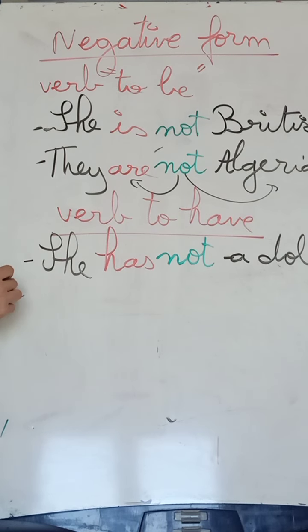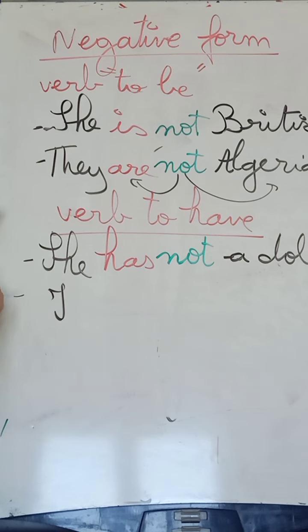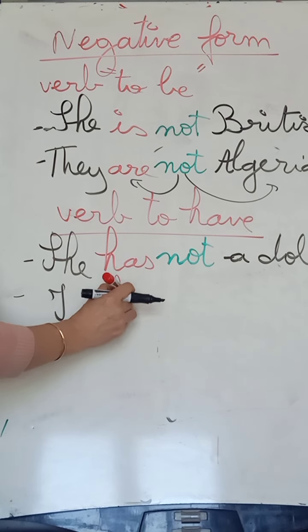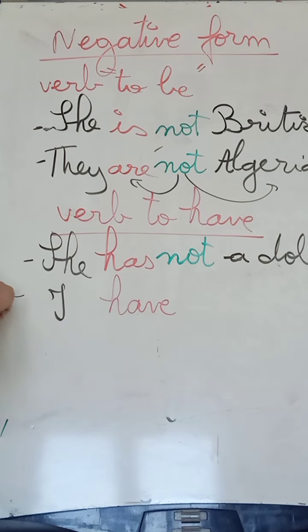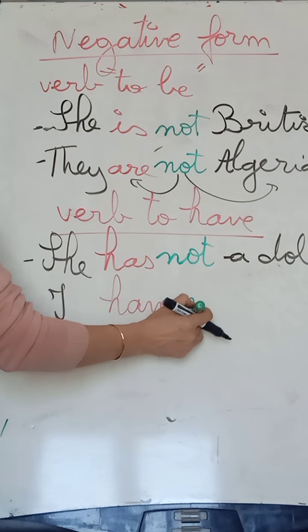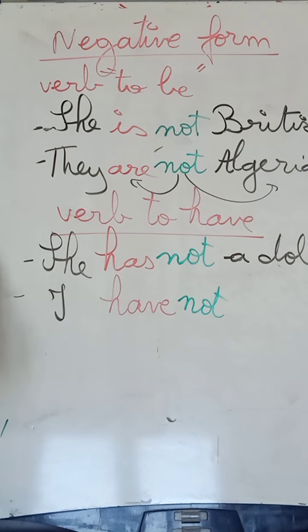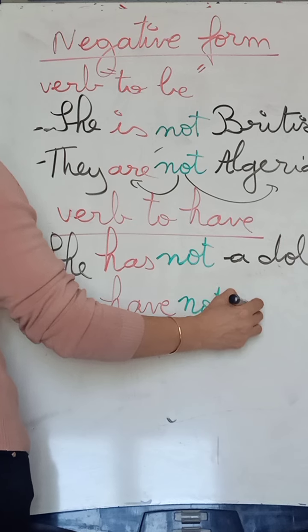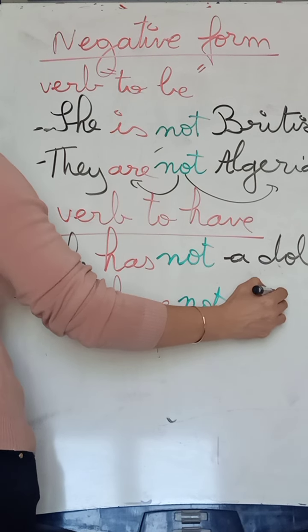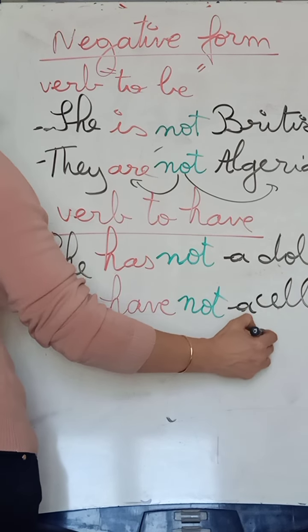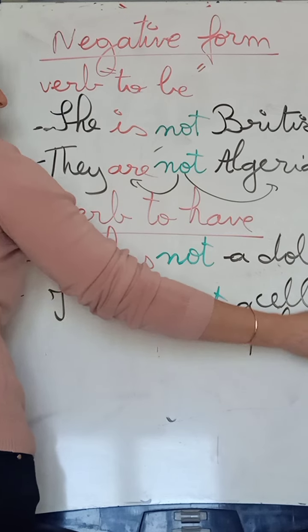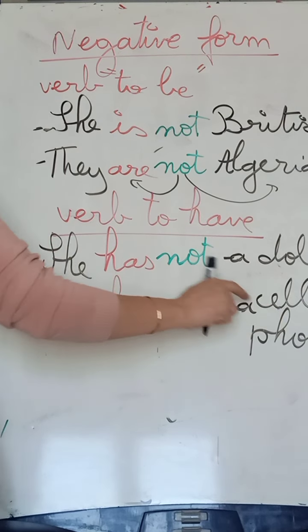Okay? Here, for example, I have not a cell phone. Ça veut dire je n'ai pas de portable. Okay? Je n'ai pas de portable.